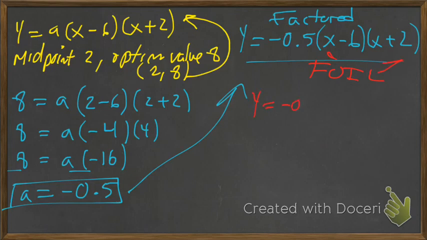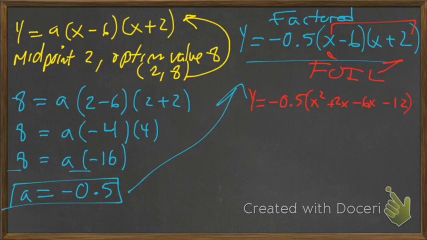Y is equal to negative 0.5 multiplied by x squared. That's first. Now we're going to do the outside, plus 2x. Inside, subtract 6x. And last, subtract 12. Let me rewrite that because that's way too small. It'll give me more practice on doing it too. Negative 0.5 multiplied by x squared plus 2x, subtract 6x, subtract 12.